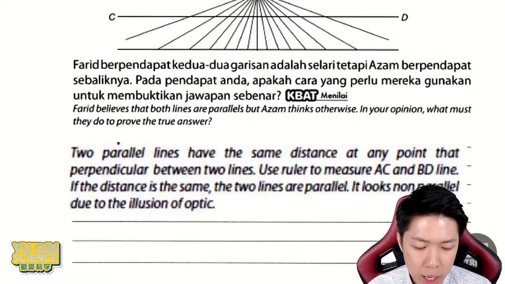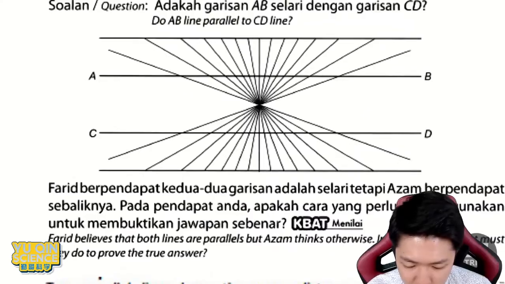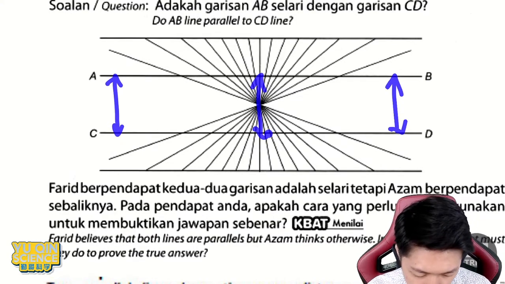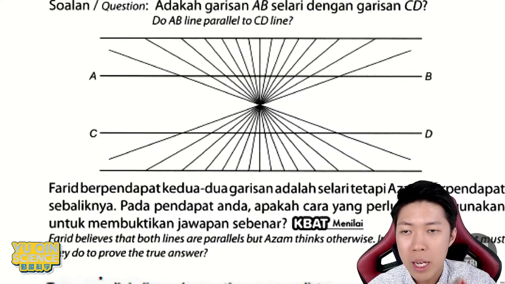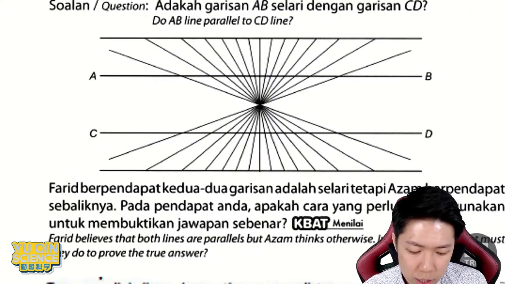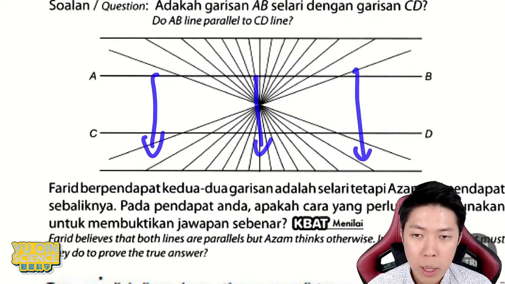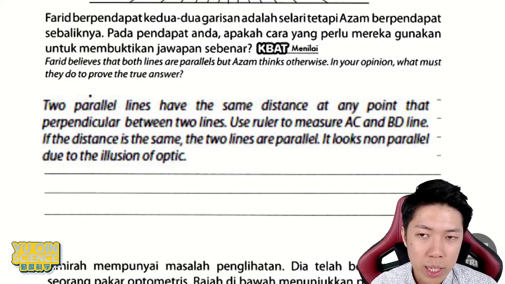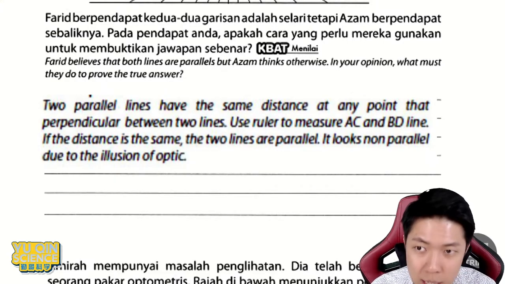Well, the best way is to measure the distance between the two of them. You take your ruler and measure here to here, here to here, here to here. If all of them are the same distance apart, it means they are straight and parallel to each other. If it's curving, then the distance will be different, right? Make sense? This kind of question is a bit tricky because it's a thinking question, or what we call a KBAT question, so we have to use your basic understanding to answer, right?